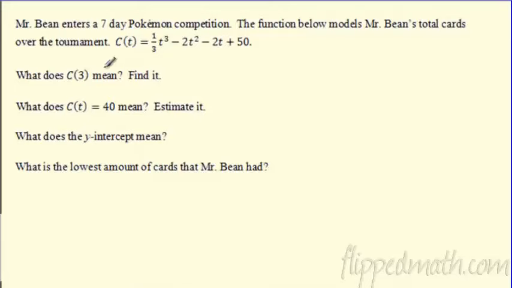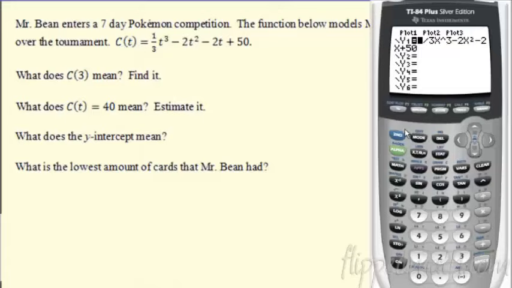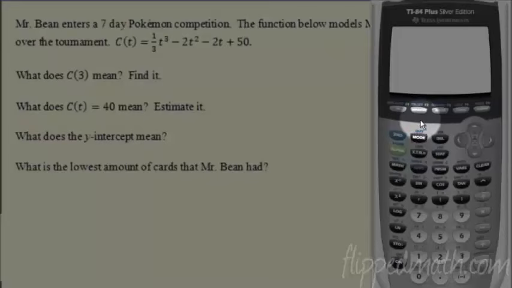So again, what does this all mean? I've got the C of T. This is going to be his cards over time. The number of cards is a function of time. So as time changes, his cards will go up and down. So let's graph that. So let's say you didn't know how to get there. How do I graph this thing?